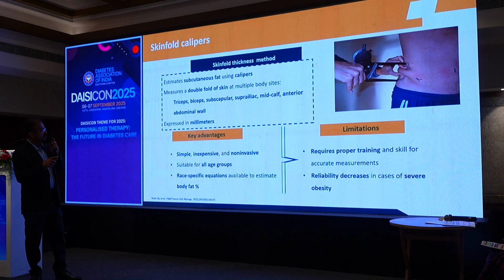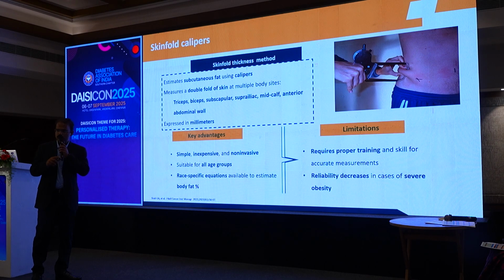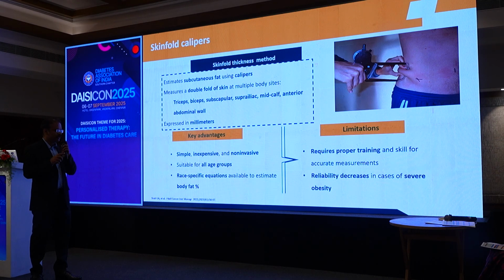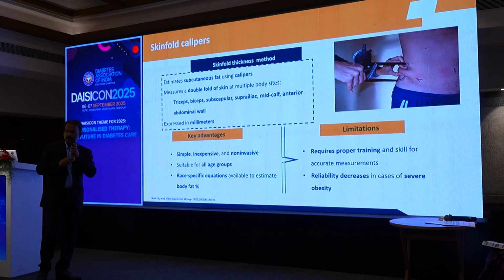This is skin fold thickness measurement, which can be done in the OP. These are the various areas that can be measured, starting from triceps, biceps, subscapularis area, suprailiac, mid-calf, and anterior abdominal wall. Out of 3 measurements, the average has to be taken. It is usually expressed in millimeters. The limitations are that it decreases in case of severe obesity and requires proper training and skill for accurate measurement of skin.